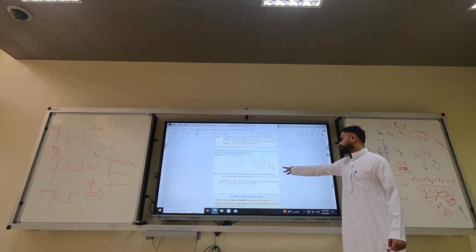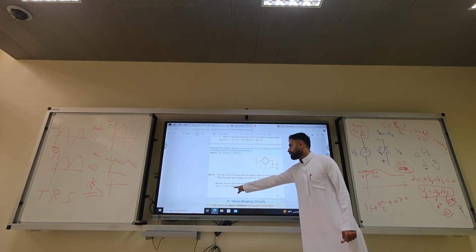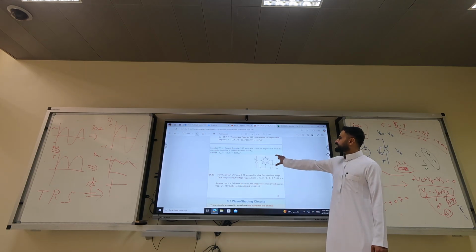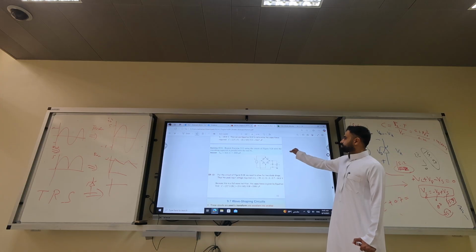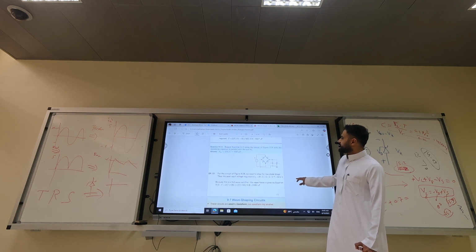For the full-wave rectifier, the value of the capacitor will be half. So it is ILT divided by 2 VR, which is half of what we had before. For this circuit, the voltage is 16.6. What's the only difference?